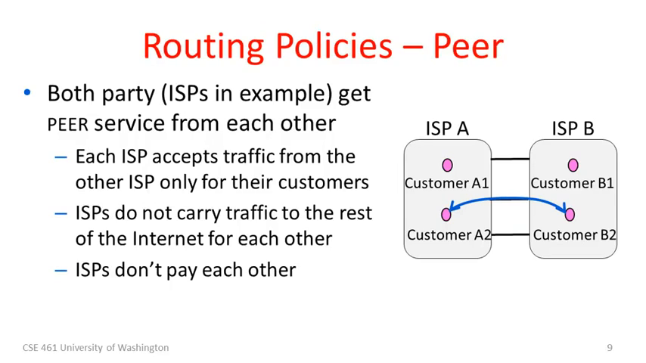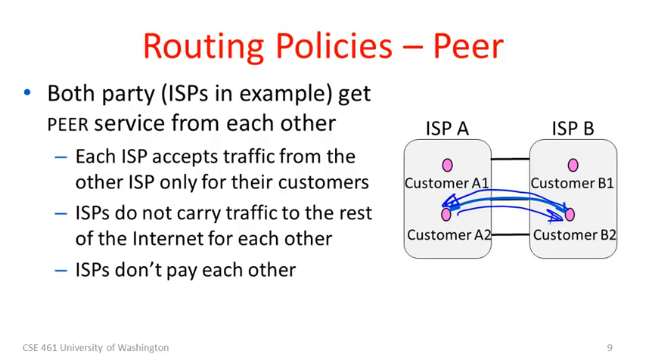The second kind of policy that's different than transit service is peer service. Now in peer service, both parties, and in this network I've drawn two ISPs, ISP A on the left and ISP B on the right, are going to get peer service from one another. Each of these ISPs is going to accept traffic from the other ISP, but only for their customer. So you can see here, ISP A is going to accept traffic that's destined to customer A2 from ISP B, and ISP B is going to accept traffic that's destined to customer B2 from ISP A.